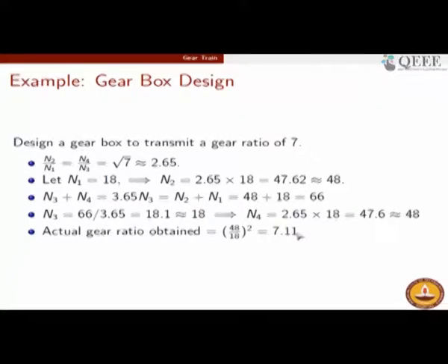As a result, the actual gear ratio will be 48 by 18 whole square. So there is 18, 48, 18, 48 in both the stages. The actual ratio will be 48 by 18 whole square, which is 7.11.